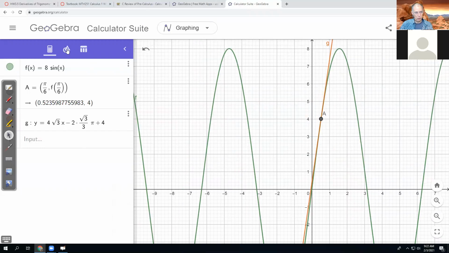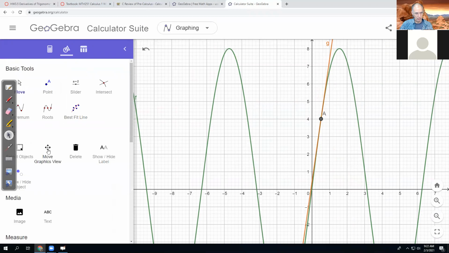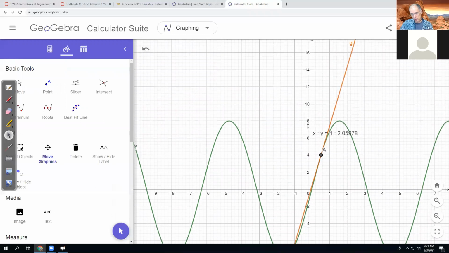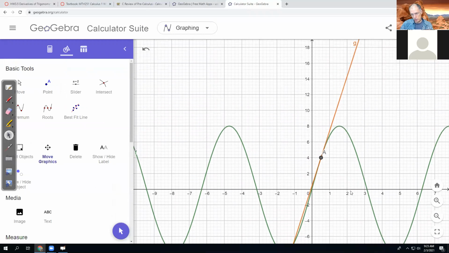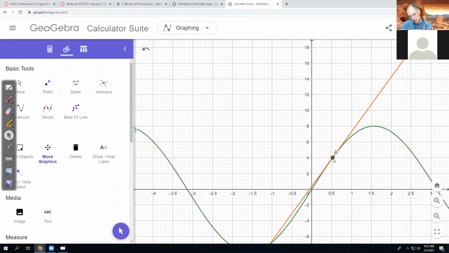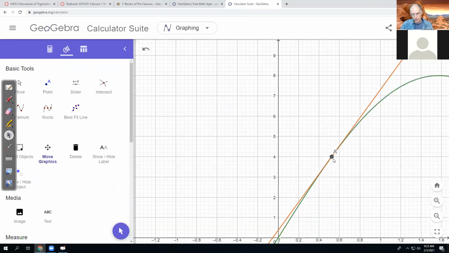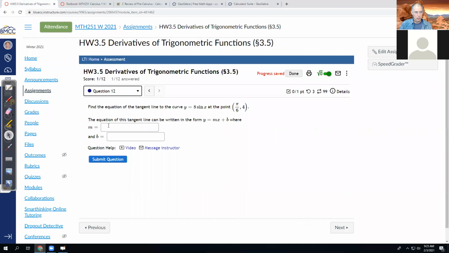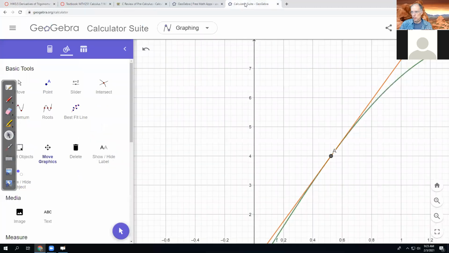If you're not sure, one nice thing about GeoGebra that I like is I can adjust the graphics by compressing, stretching in different ways. Yeah, that looks pretty tangent right there. Okay, so good thing I checked my answer, otherwise I would have got it wrong the first time. So enter your M, enter your B, and don't forget to find ways to check yourself. Thank you, that was a fun one.